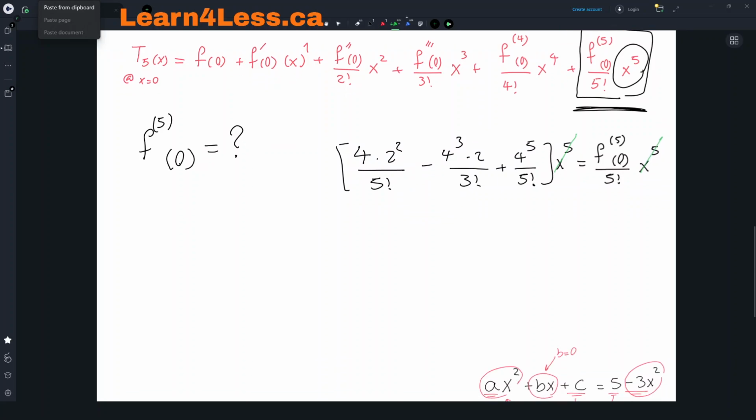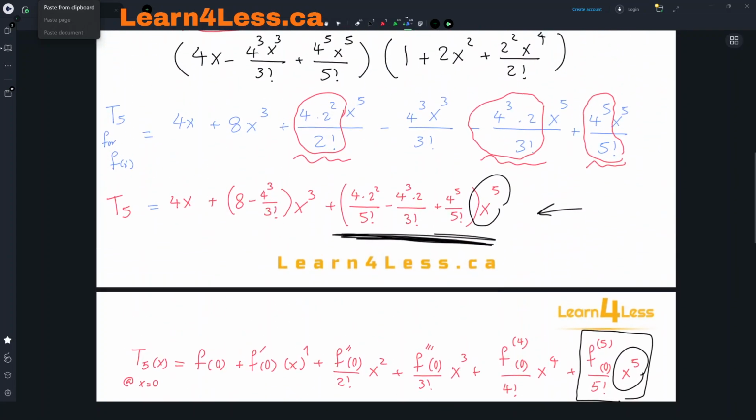So now I simply isolate the fifth derivative. The fifth derivative at 0 is equal to, I multiply both sides by the denominator, by 5 factorial. So it's 5 factorial times this bracket, which let me just write differently. This is 4 times 2 squared, which is just 4, over 5 factorial, minus, I have 4 to the power of 3. Let me see.